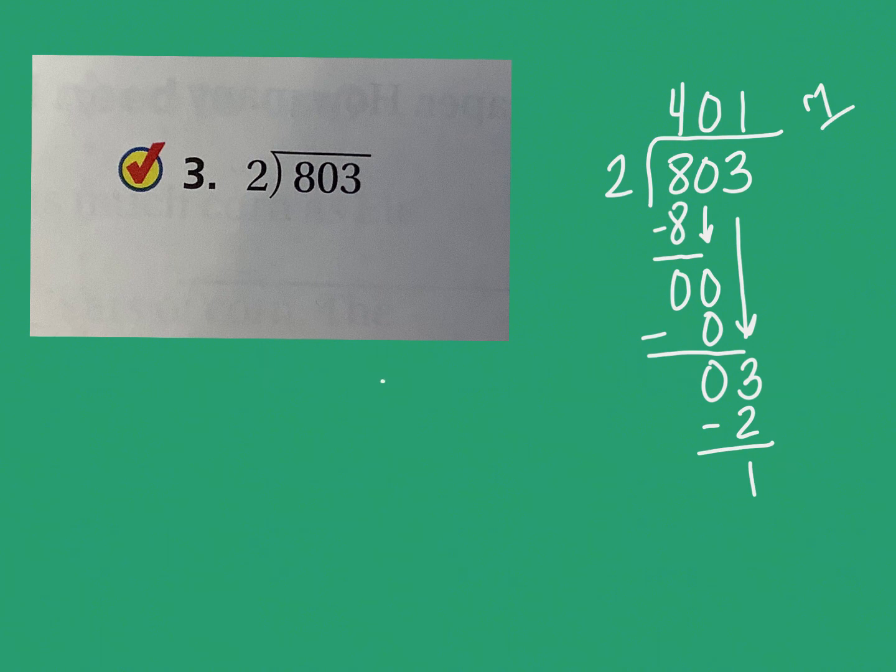How do I check it? Let's do 401 times 2. We get 2. 2 times 1 is 2. 2 times 0 is 0. 2 times 4 is 8. That's 802, not matching, right? But one more makes it matching. Remember our remainder 1 over there? That's the one more. So you add that 1 left over to that, and ding, ding, ding. There we got it. All right, let's try one more.